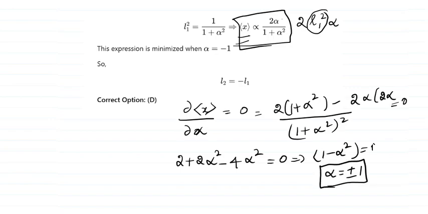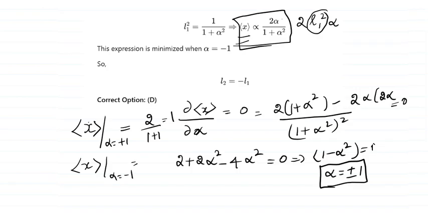Which value gives the minimum of the expectation value of x? Let us find. For this, substitute the value of plus 1 in the expectation value of x. We get 2 by 1 plus 1, that is 1. Substituting alpha equal to minus 1, we get minus 2 by 2, that is minus 1. So minus 1 is minimum. So alpha equal to minus 1 gives the minimum of the expectation value of x. So our option is option D.